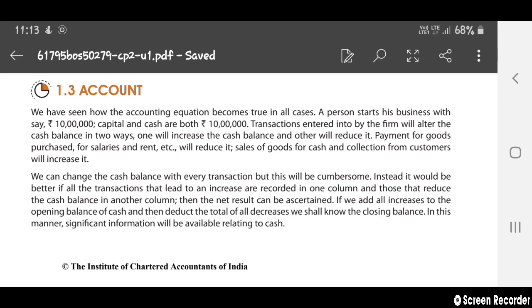Payments for goods purchased, for salaries and rents, and many other things will reduce the cash. The payments you have made will be reduced. And the sales of goods, the goods you bought by giving money, that you sell, and the collection from the customer will increase the money. You will get the money. Here you will spend the money for buying those goods.